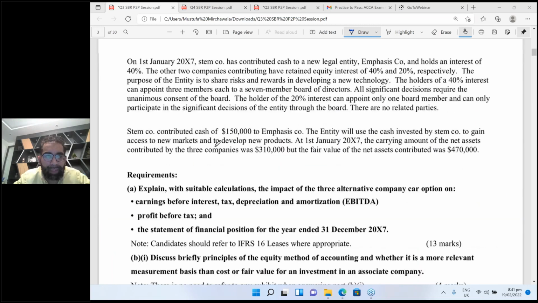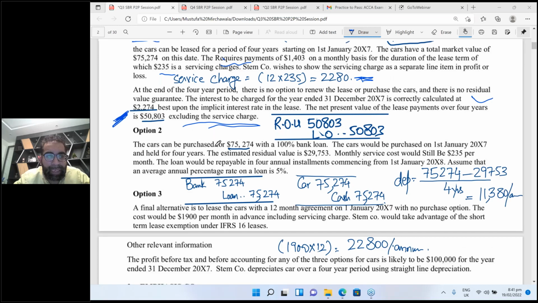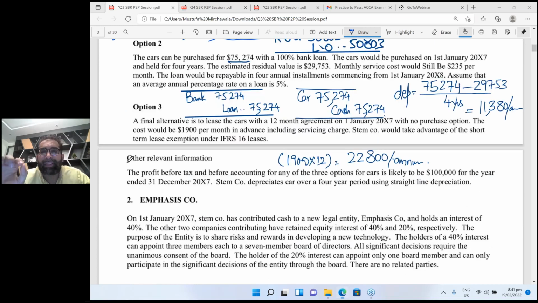See this thing, one more thing, other relevant information. I'm not discussing the other two options immediately right now. Let me go in pieces. See this line: the profit before tax and before accounting for any three options is likely to be 100,000. This is the profit for the year ended 31st December X7. The company depreciates the car over a 4-year period using the straight line method.